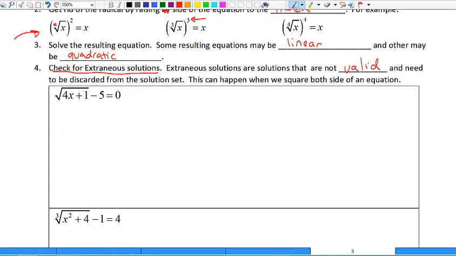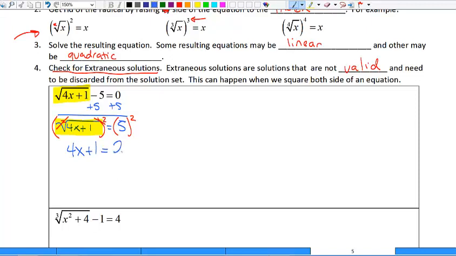So on our problem, step 1, is this radical all by itself? No, it's not. This minus 5 needs to be on the other side. So I'm going to add 5 to both sides so that the square root of 4x plus 1 is equal to 5. And now in step 1, my radical is all by itself. Step 2, raise both sides to the index. Well, this little index is a 2, so I'm going to square both sides. The square and the square root undo each other, and I'm just left with 4x plus 1. That was kind of the whole point, right? On the other side, 5 squared is 25.